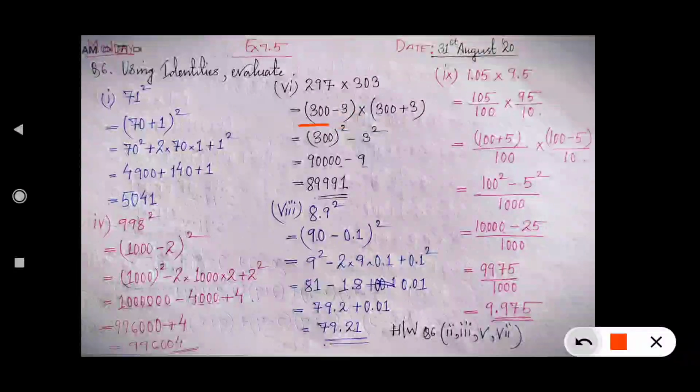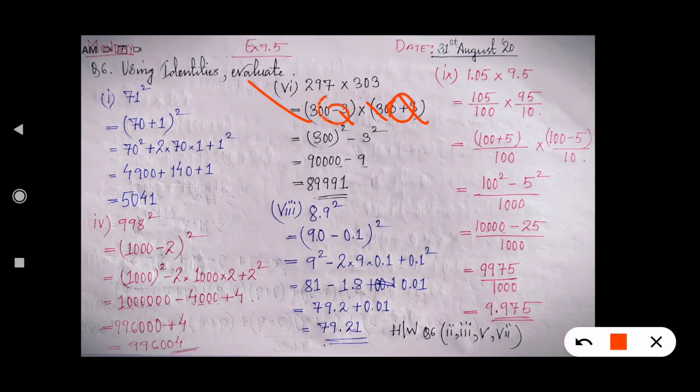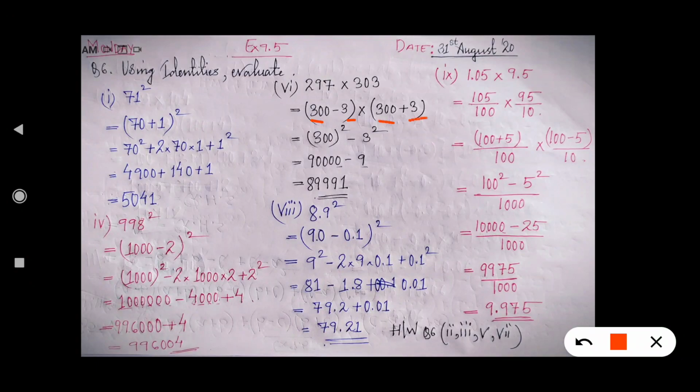Now see, the first one is same, the second one is same, only the sign is different, plus and minus. So it's now (a minus b) into (a plus b). So what's the formula? a square minus b square. What is our a? 300 square minus b square, meaning 3 square. So now 300 square will give you 90,000 and 3 square will give you 9. Now 90,000 minus 9 will give you 89,991. So this is your final answer.